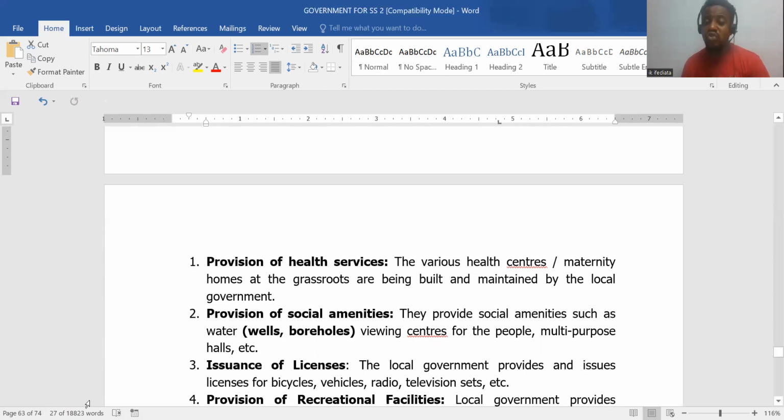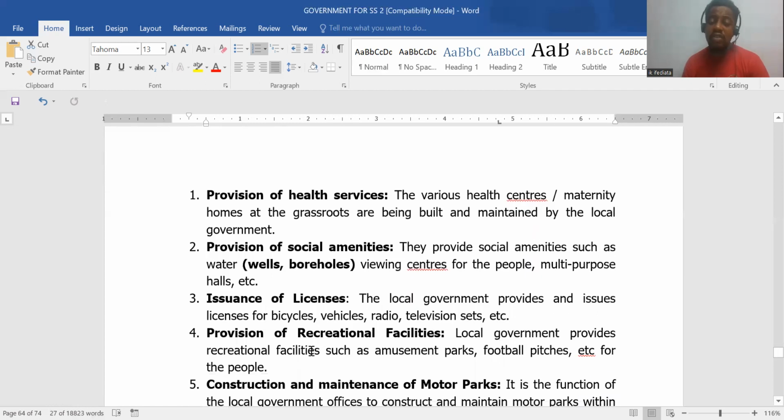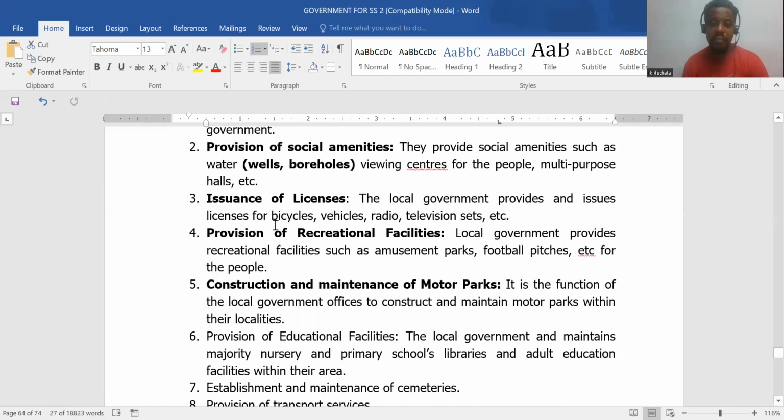They provide social amenities for the people living in those areas: wells, boreholes, halls, markets, and whatsoever. And the local government issues licenses for vehicles, TVs, radios, even parks, motor parks, right? So that's one of the sources from which they generate funds, right? They also provide recreational facilities like football pitches, amusement parks, and the likes.